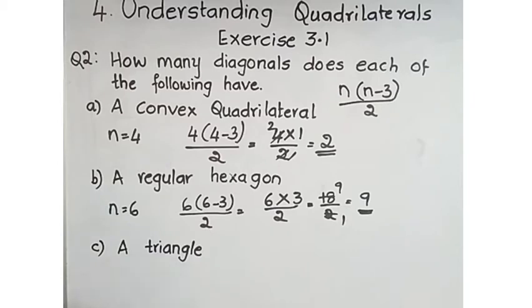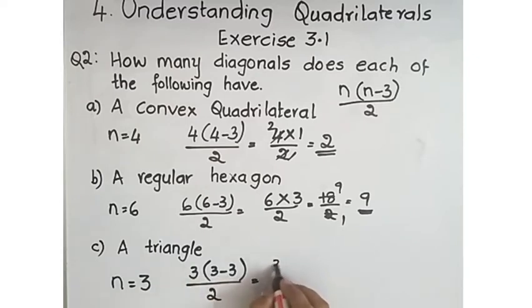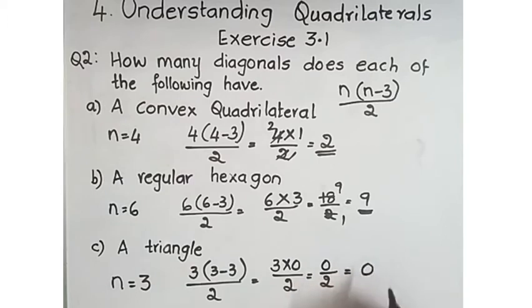Last one, triangle. You already know that a triangle does not have any diagonals, but let's try to prove it with the help of the formula. So n value is 3 because a triangle has 3 sides. Substituting the value of n in the formula, 3 into 3 minus 3 divided by 2. 3 minus 3 will give you 0. So 3 multiplied by 0 is 0 by 2. 0 by anything will be 0. So we have proved that a triangle has 0 number of diagonals.